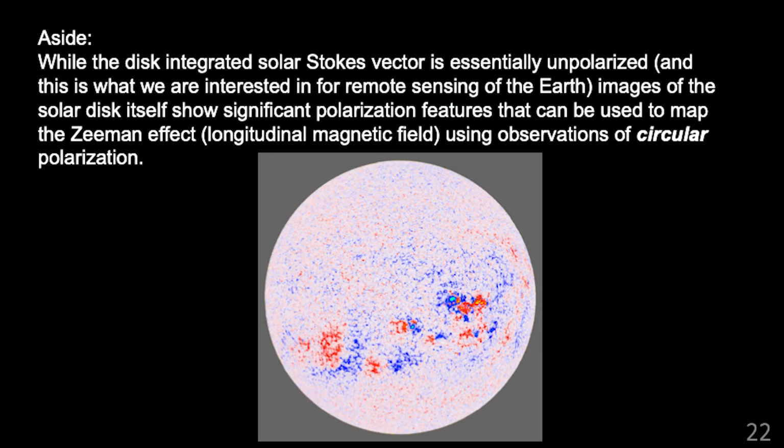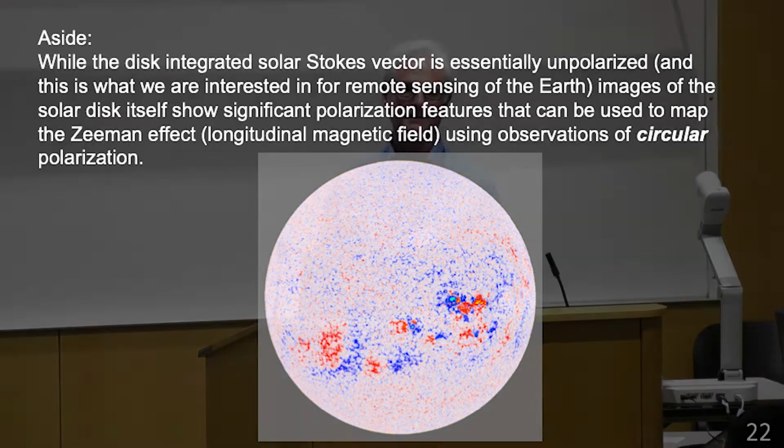And then this is the sun again. I just thought I'd show a couple of examples of polarization. This is looking at the Zeeman effect. This is actually the circular polarization of the sun, and it shows how the magnetic field of the sun varies across the disk. For what we're looking at, we're only interested in the disk-integrated properties of the sun, and these all average out to 0 to within 10 to the minus 5 over the disk of the sun. So that's what we're using as our source.